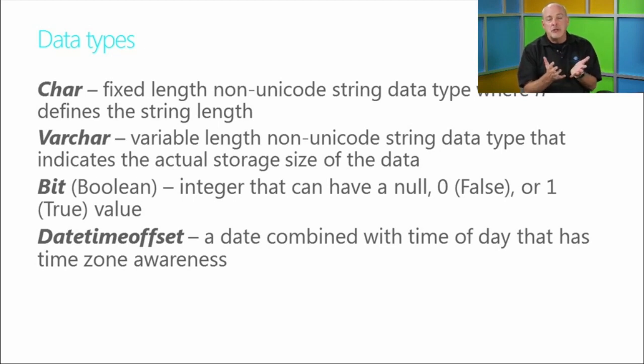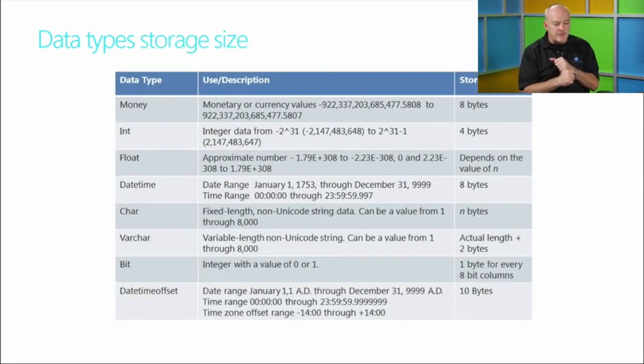We can also use something like the date time offset, where we can actually determine the difference between a couple dates or the offset of those dates. So some of those functions are available to us. Here's an example of some of the different data types in the storage.